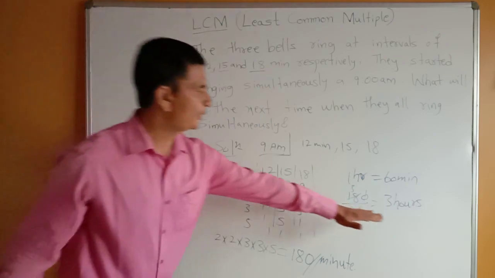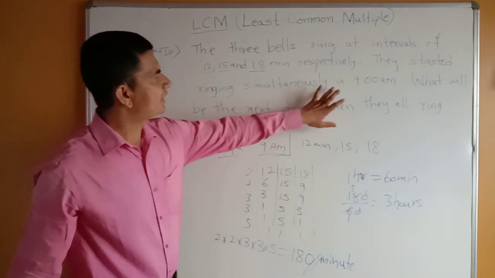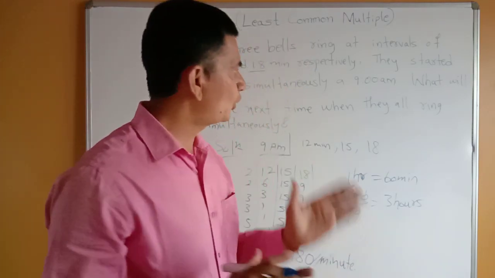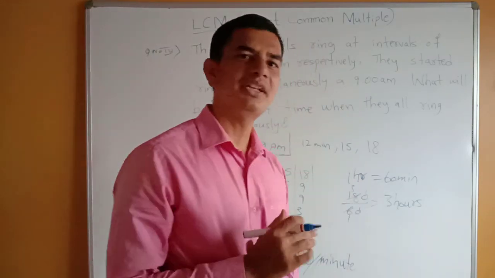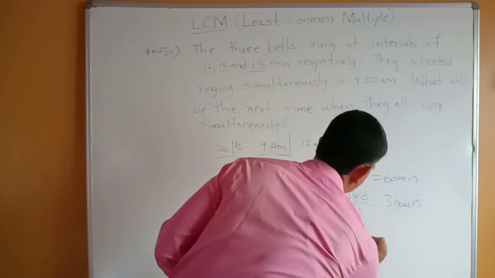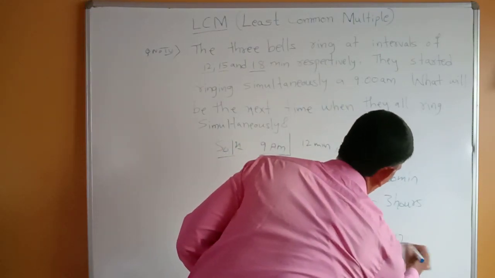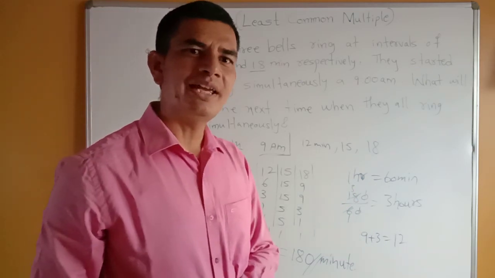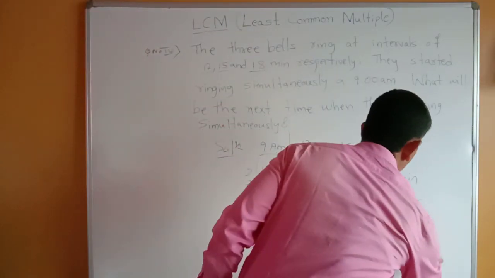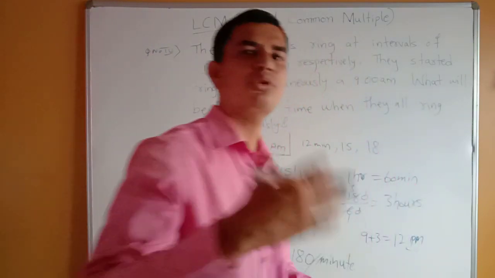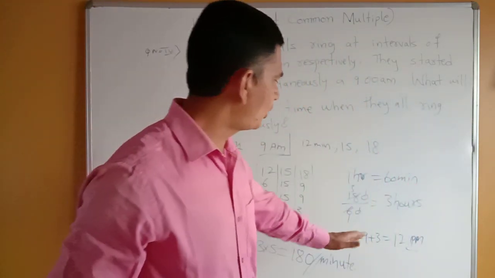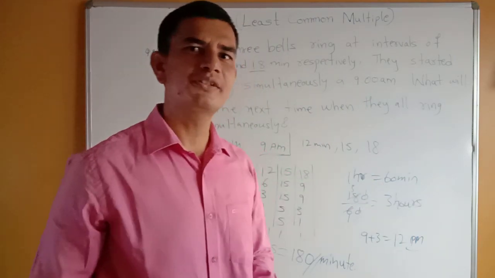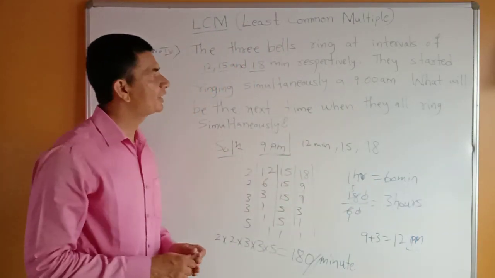Say here, we got 3 hours, but the last time they simultaneously rang at 9 o'clock. So to that 9 we can add 3. 9 plus 3 becomes 12. So what is the answer? The next is 12. Yeah, we can write 12 p.m., because morning is there, means afternoon we are going to write p.m. So the answer is 12 p.m. In options they will give 10, 11, 12, all this. Okay, this is regarding this one.